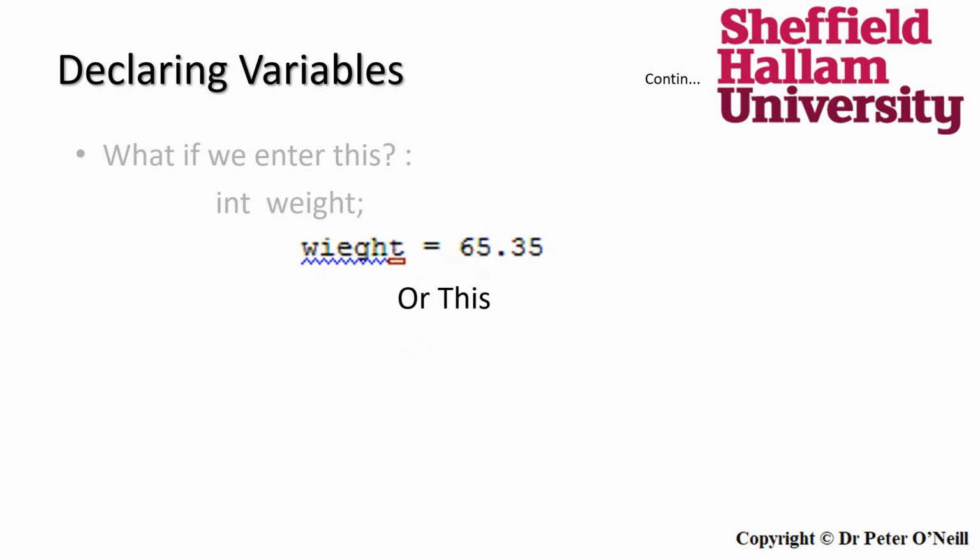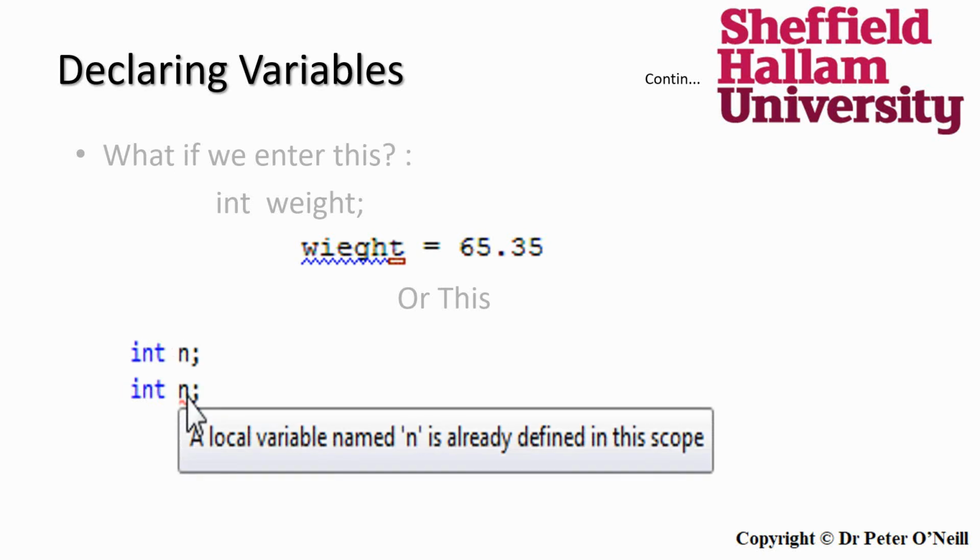But what if you do this? Int n in the same area. Well, you get an underline again, and if you put your mouse over it, it would say local variable name n is already defined within this scope. In other words, you can't define it twice. You can't say it's an int. Okay? Please note also that C# is case sensitive. So n lowercase and n uppercase are different.